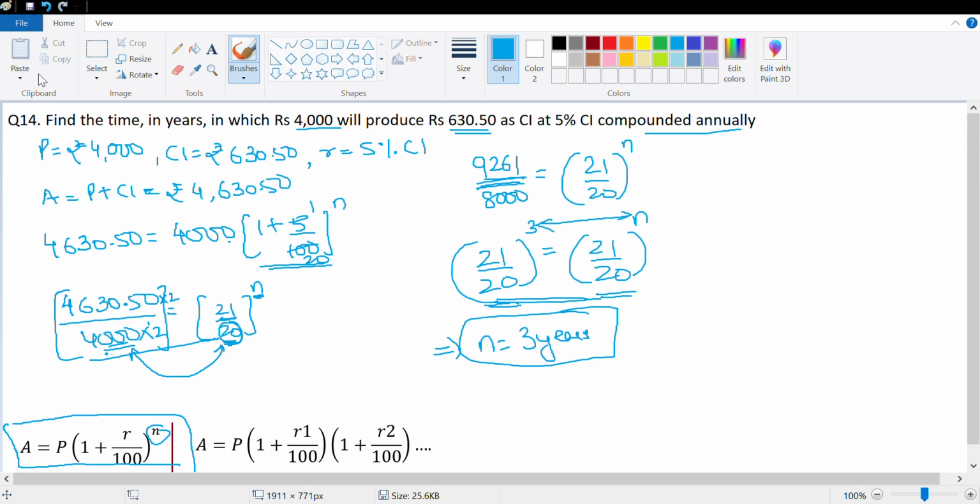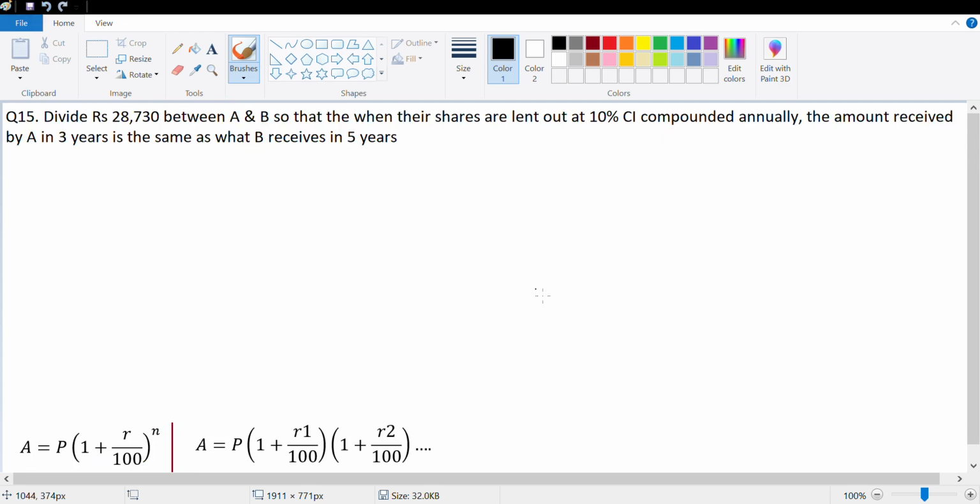Next question. The next question that we do is question number 15. Very interesting question. You could put a big star on this question, the way this question is. Divide rupees 28,730 between A and B so that when their shares are lent out at 10% compound interest, the amount received by A in 3 years is the same as amount received by B in 5 years. So what we're looking at is amount for A in 3 years is equal to amount for B in 5 years. That's the relationship given.